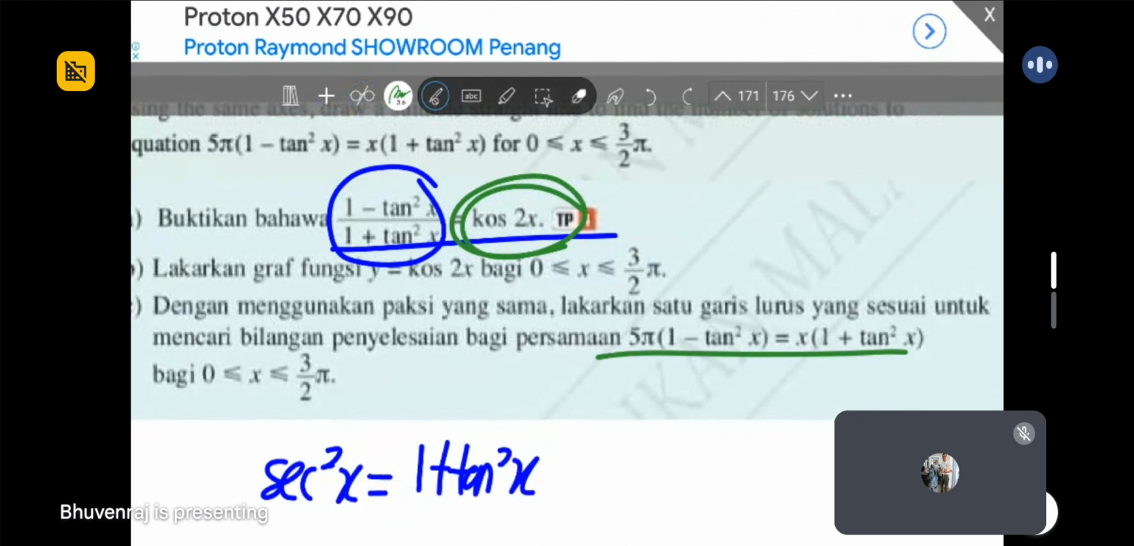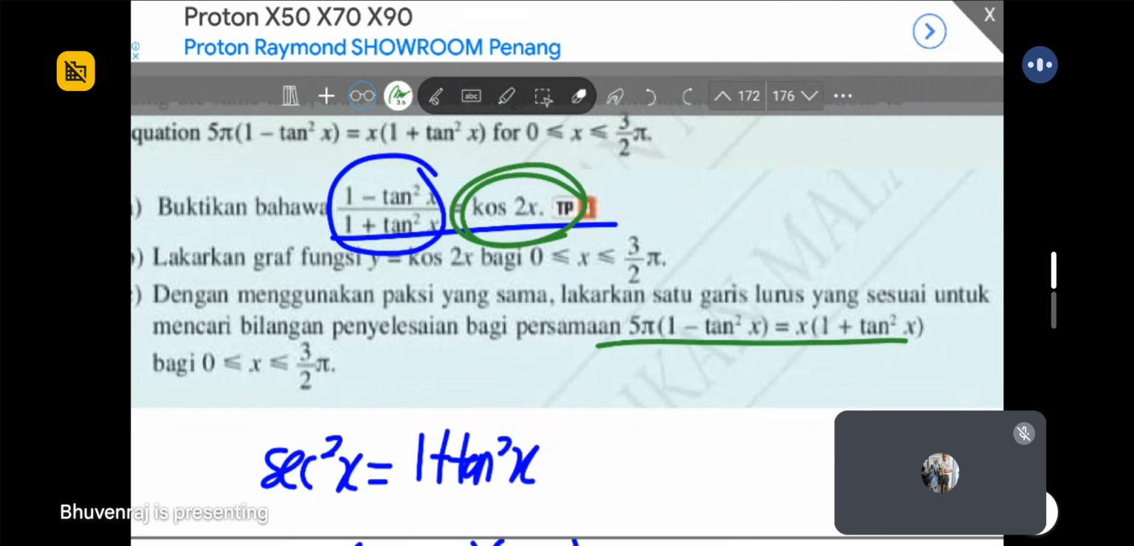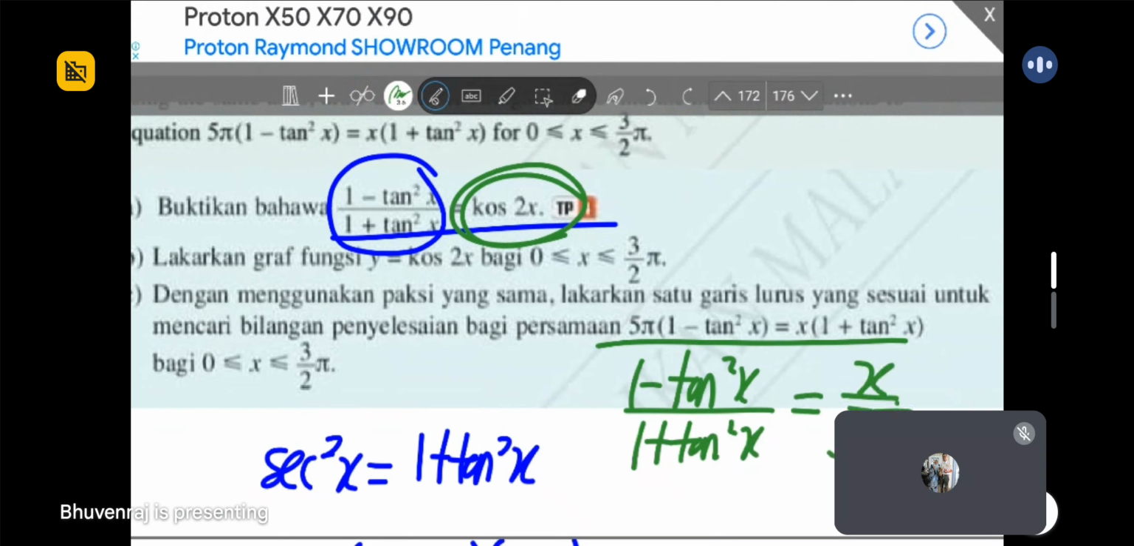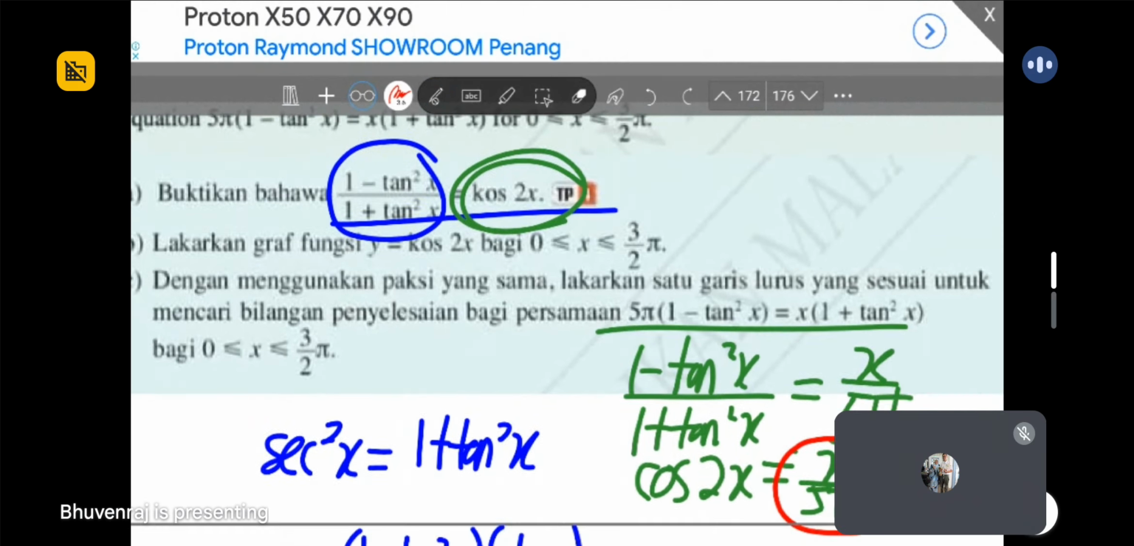Next, they ask you to draw a straight line for this equation. For this equation, guys, you must actually modify it. If you see over here, 1 minus tangent square x over 1 plus tangent square x equal to x over 5 pi. So guys, this whole thing you have already proven. Cos 2x, right? So you already get the graph, you already have its equation. So basically you need to draw x over 5 pi.